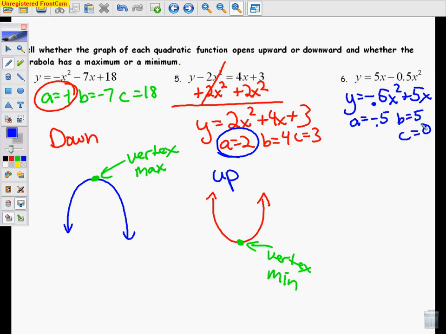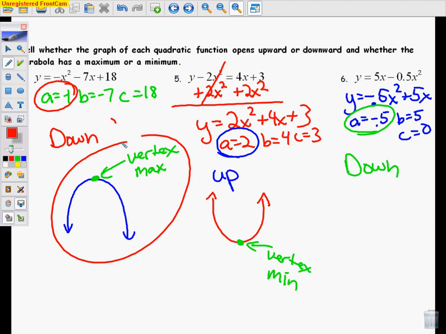Remember, a is the number in front of x squared, b is the number in front of x, c is the constant. So here we see a is a negative number, so that means that it opens down. And like we said in the first part of our problem, if the parabola opens down, the vertex is a maximum. So we have a maximum for the vertex.